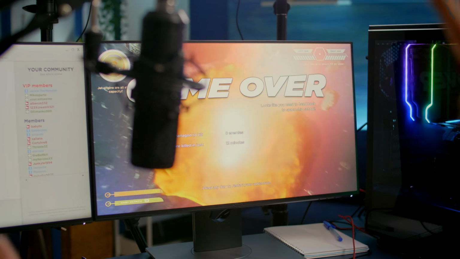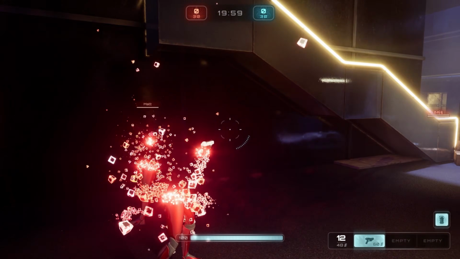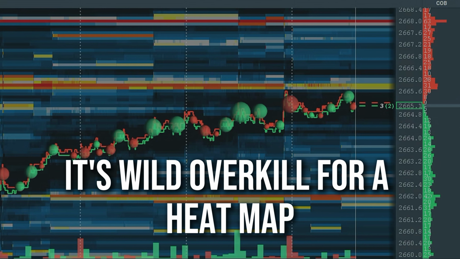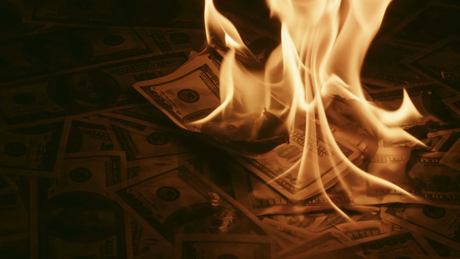You don't. That's a $3,700 graphics card. That thing is built to push photorealistic explosions at 240 frames per second. It's wild overkill for a heat map. You'll just be lighting money on fire.